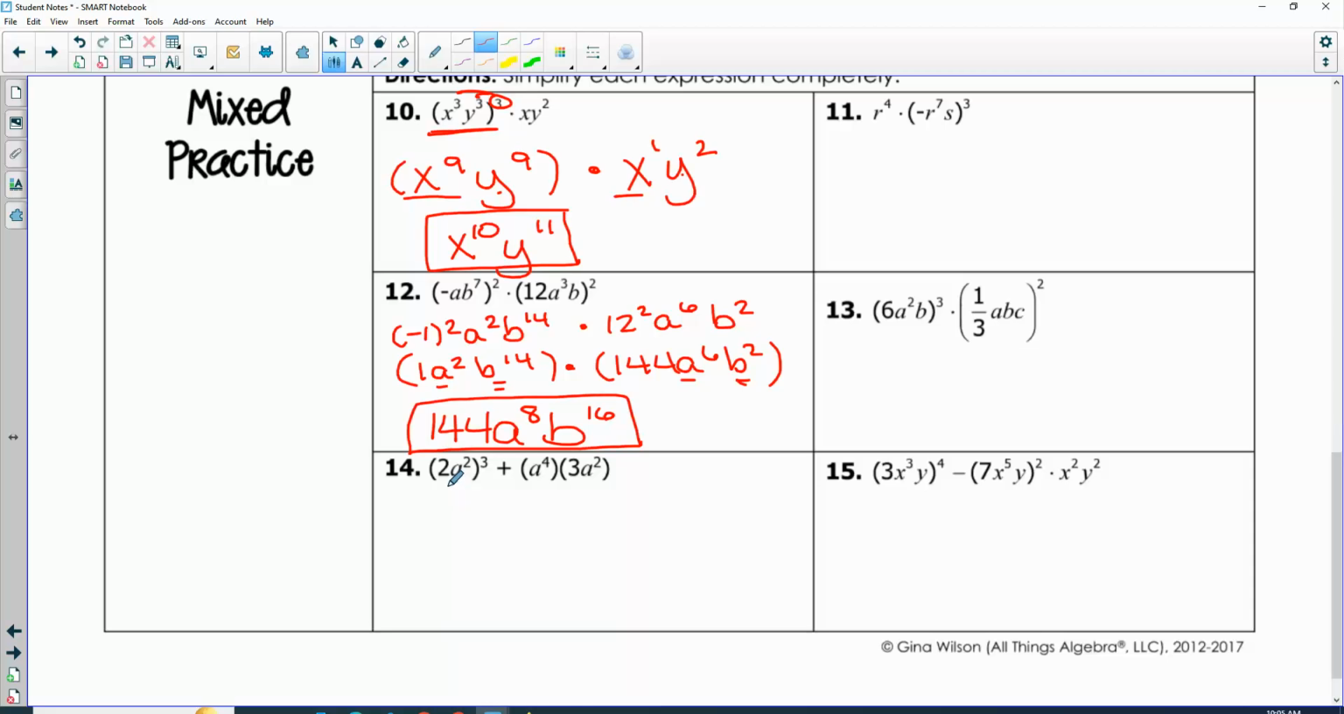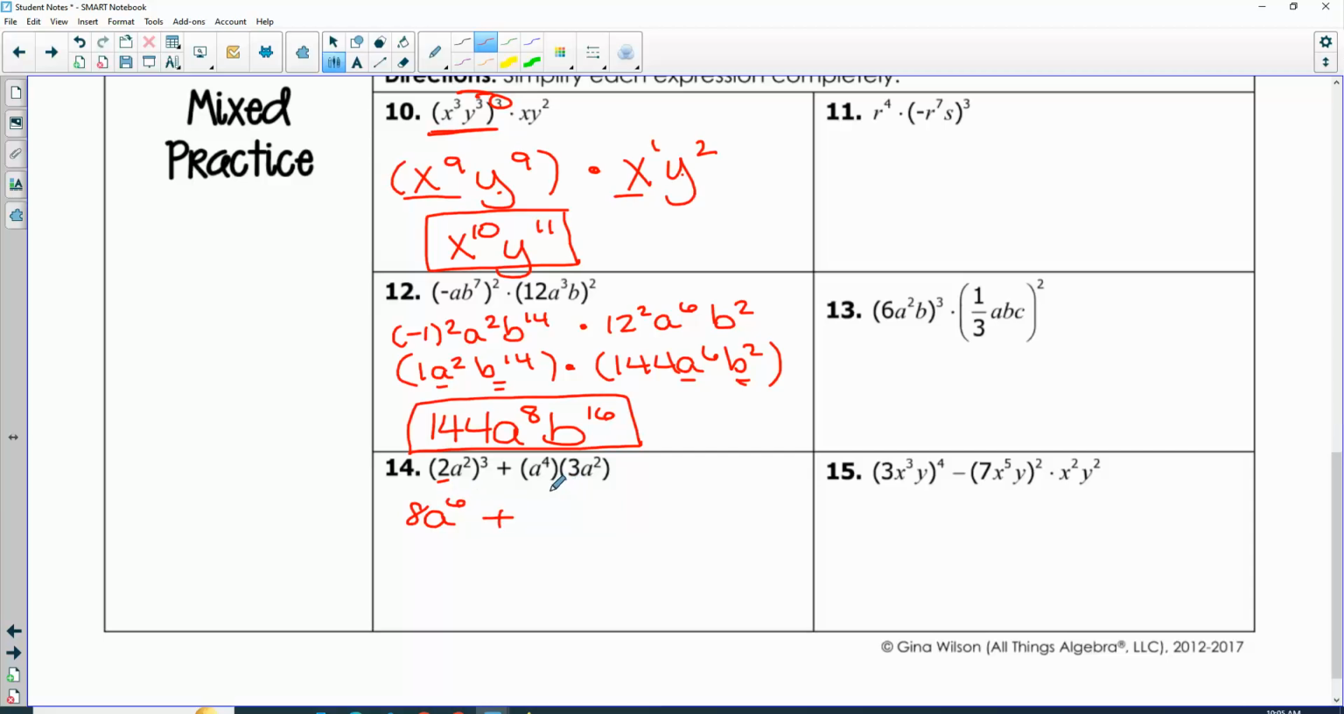So number 14. What is 2 to the third power? It means 2 times 2 times 2. 8. 8. A to the 6.